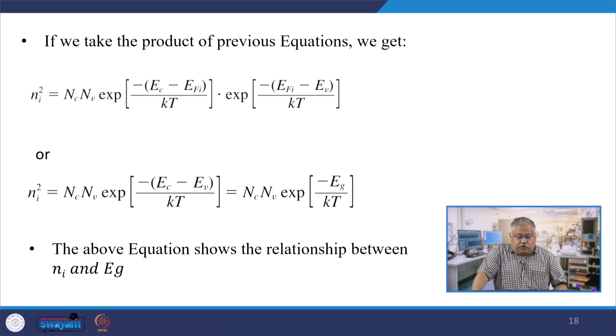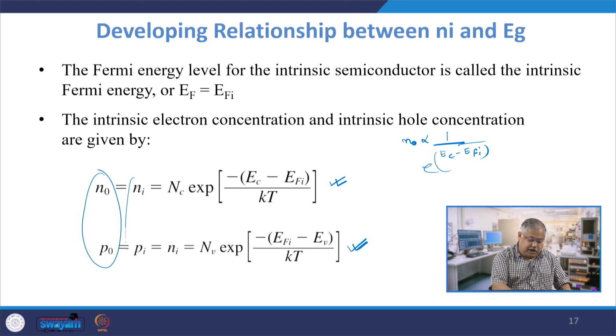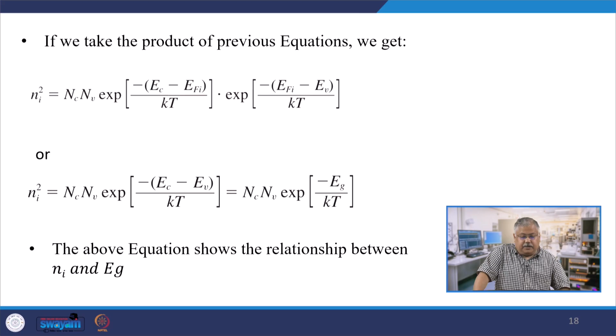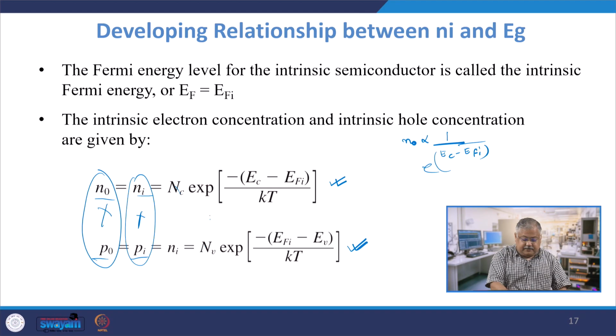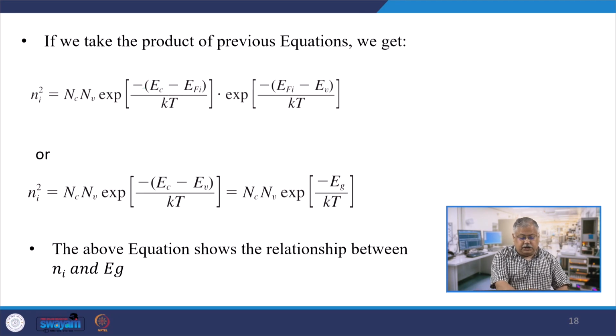Okay. So, if we take the product of the previous two equations, we multiply P0 with N0. Now N0 equals Ni, the intrinsic carrier concentration, and P0 also equals Ni. So if you multiply both of them, I get N0 P0 on the left-hand side, and on the right-hand side I get Ni square. So I get Ni square equals Nc times Nv, exponential minus Ec minus EFi by kT, times exponential minus EFi minus Ev by kT.